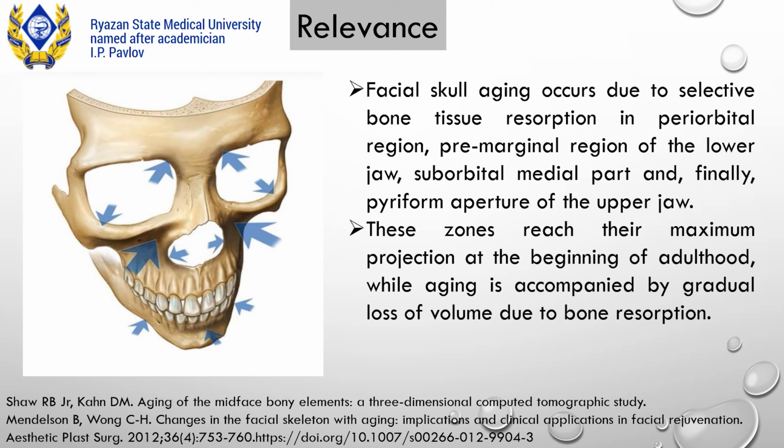In the 20th century, 3D CT scans made it possible to describe facial skull aging in detail. It was found that facial skull aging occurs due to selective bone tissue resorption in the periorbital region, the premarginal region of the lower jaw, the suborbital medial part, and finally the piriform aperture of the upper jaw. These zones reach their maximum projection at the beginning of adulthood, while aging is accompanied by a gradual loss of volume due to bone resorption.